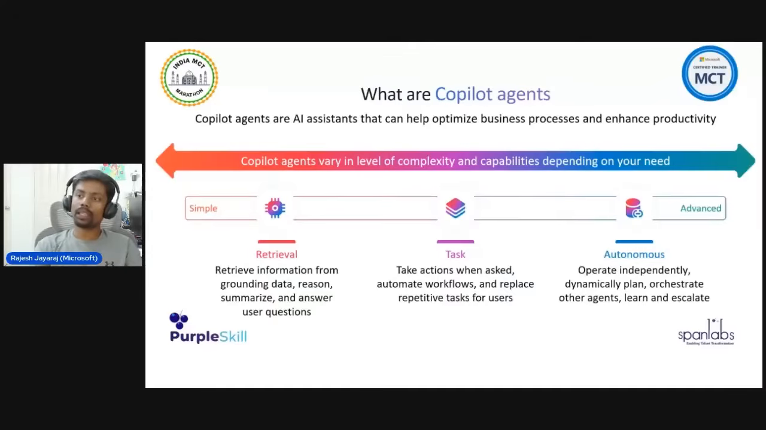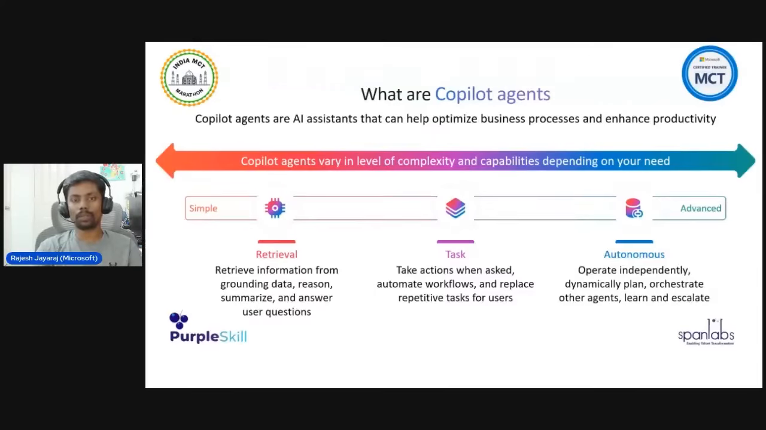Then we have a task-based agent. A task is something where an action is taken. Retrieval is just a Q&A type: you ask a question and the agent gives you an answer. Whereas a task is a multi-step process. For example, I have to update an Excel, and every time I don't want to open my Excel and update a row or table, I want to use my agent for it.